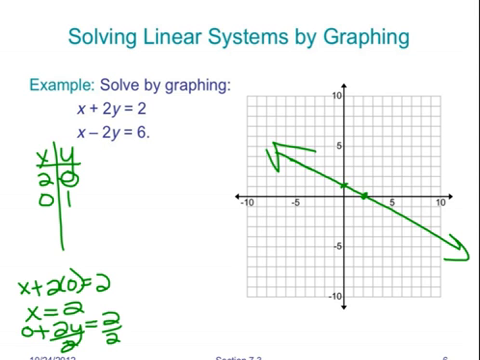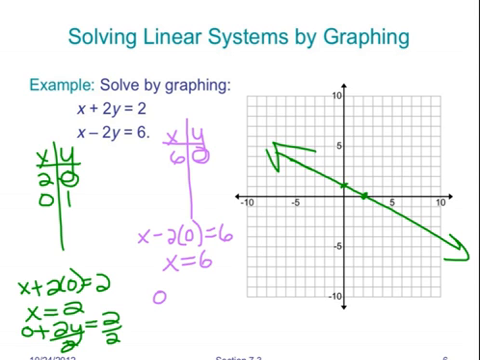Now I have to graph the second equation. Again, it's in standard form, so I'm going to repeat the process. I'm going to plug in 0 for y. 2 times 0 is 0. I get x equals 6. Now I'm going to plug in 0 for x. Divide by -2. And you get y equals -3. So I'm going to plot those 2 points. I have 6, 0, and 0, -3. And connect.